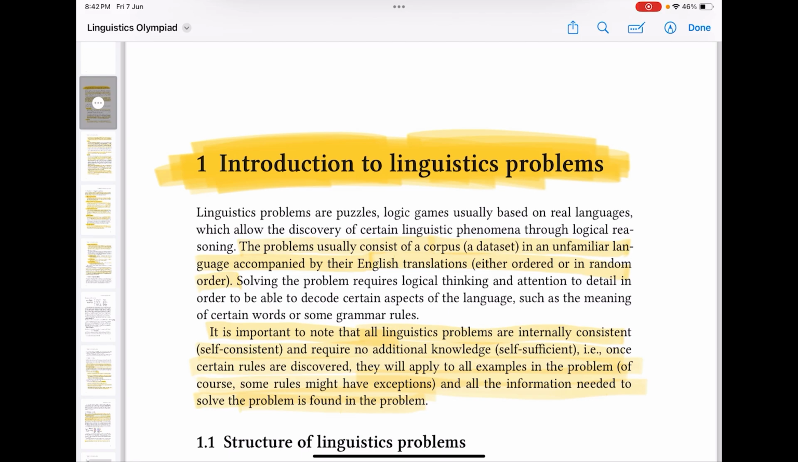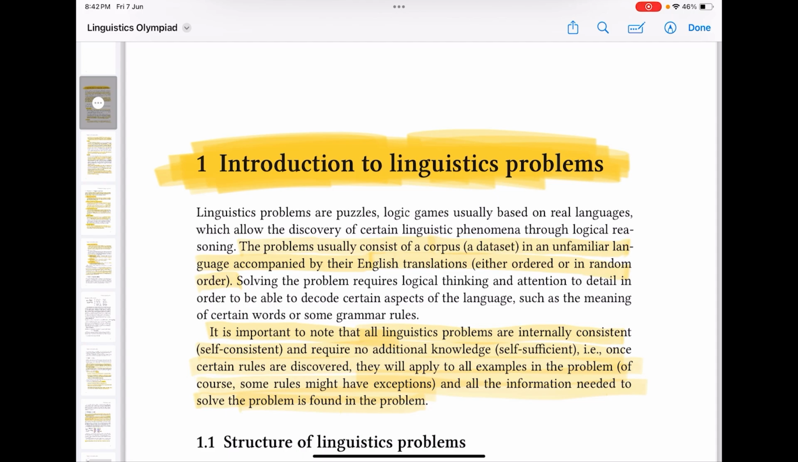Now, when people think about linguistics, they think about learning languages. Sure, it is a part of it, but in linguistic Olympiads, it is not essentially that. You just need to know one language. Linguistics, in the context of the Olympiad, is more about problem solving.